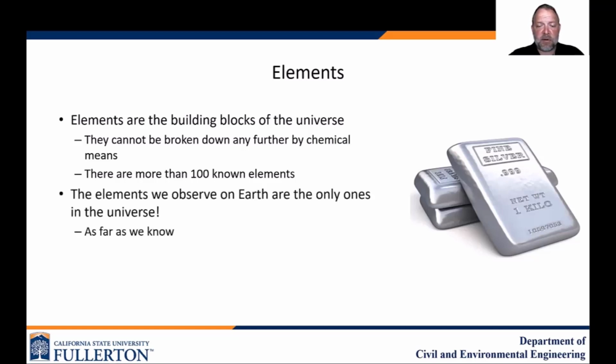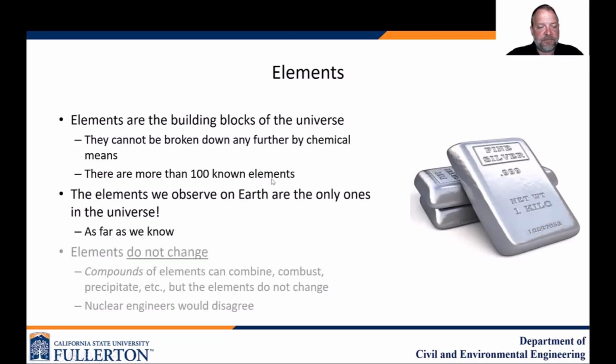The ones that we observe on Earth, as far as we know, are the only ones in the universe. So if we observe hydrogen here on Earth, we know there's hydrogen everywhere else in the universe too. Zirconium is also something that you could find anywhere else in the universe as well. Now, of course, we don't know. We've never been to other places in the universe, so maybe there are other elements that we don't know about. But as far as we know, these are the only ones that exist.